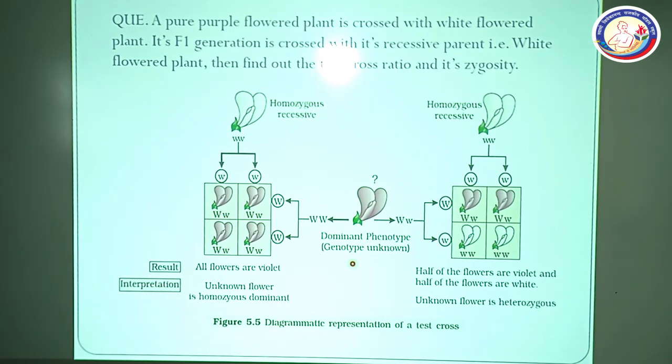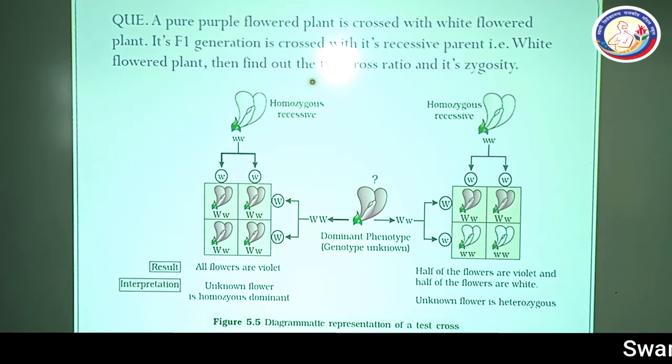Again, a question is given here. A pure purple flowered plant is crossed with a white flowered plant. We are going to cross the purple flowered plant with the white flowered plant. Its F1 generation is crossed with its recessive parent. Its F1 generation will be capital W small w, and it is crossed with a white flower plant. Then find out the test cross ratio and its zygosity.